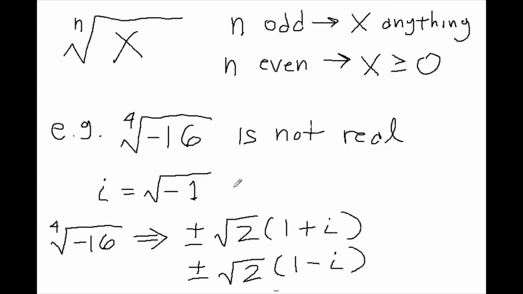But the point of this class is that if you've got an even index, then x has to be greater than or equal to 0 for us to have real answers.